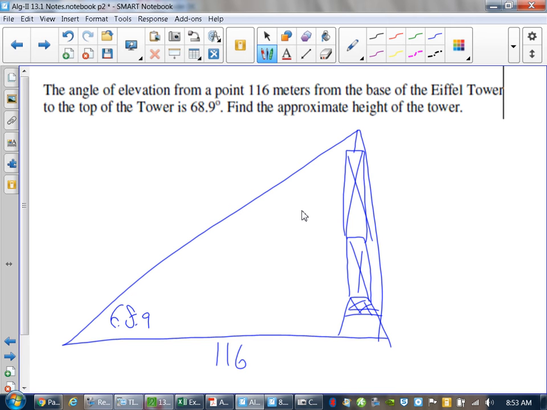So you'd use tangent. The tangent of theta, in this case 68.9, is equal to your overall height divided by the 116. Well, it's a real quick one-step algebra problem in this case. You multiply both sides by the 116, and you get the approximate height in meters, because they are French, so they use the metric system. The metric system is important in France.